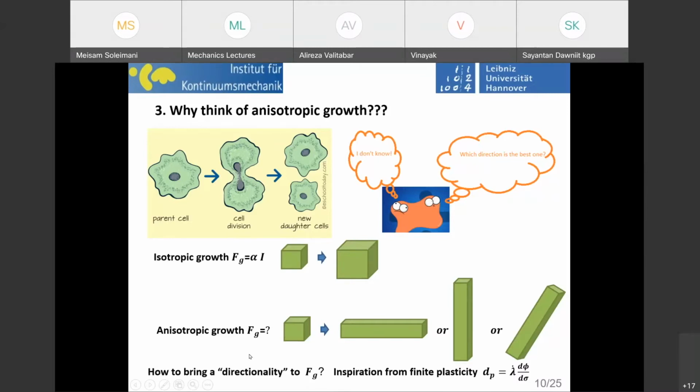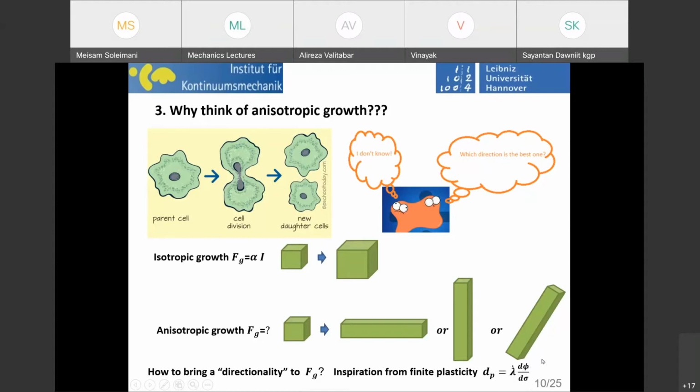To do that, we need to bring a directionality to the growth function, to FG, this growth tensor. I was inspired by finite plasticity again. I really like finite plasticity. I think it's really the foundation of everything. If you are familiar with finite plasticity, you know that when you define your evolution equation, you have two things. The first one is the magnitude of the evolution equation, captured using this lambda, the plastic multiplier, and then the direction of the plastic strain, so to say. And it comes from the yield function.